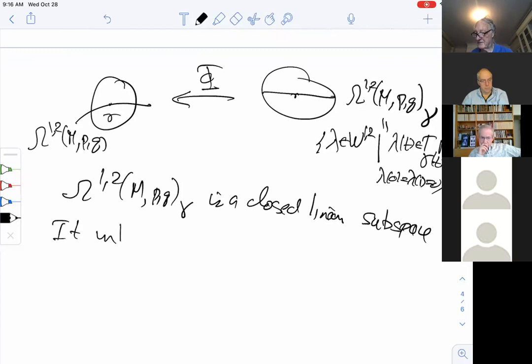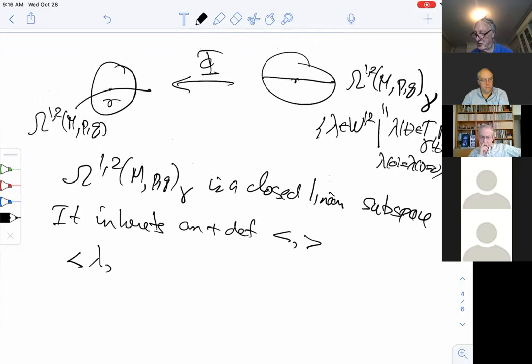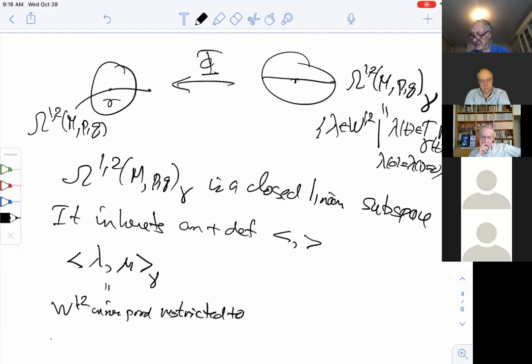So it inherits an inner product, a positive definite inner product from the Hilbert space structure. And let's just say what it is. The W1,2 norm of a pair of tangent vectors in gamma. So by this, I mean, these are tangent vectors. So these are vectors in this linear space. And I want to take the W1,2 inner product restricted to this linear subspace, and I'll denote that inner product by sub gamma. So this is just the W1,2 inner product restricted to this linear subspace.